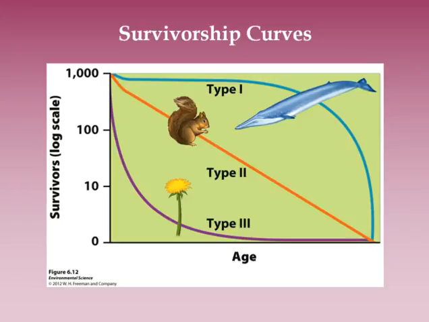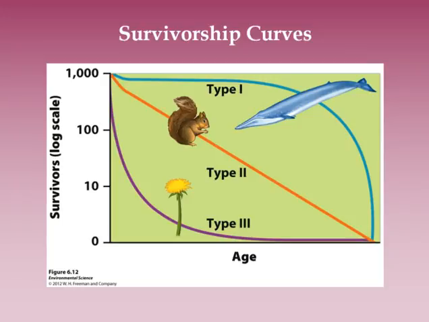So looking at type 1, or the late loss curve, you can see that there's a slight drop early on, as not all young survive. But once an organism makes it through the first couple of years, it is very likely to make it out to old age. Once the organisms reach old age, then there is a rapid decline due to death at old age. This curve is very typical of K-selected species like whales and humans.